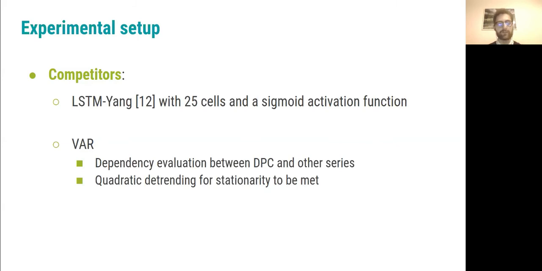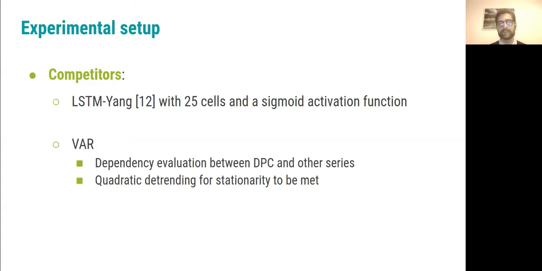Concerning VAR, we first verify the existence of a relationship among the variable to be predicted and the other time series using the Granger's causality test to disprove the null hypothesis that past values of a time series do not influence the other series.